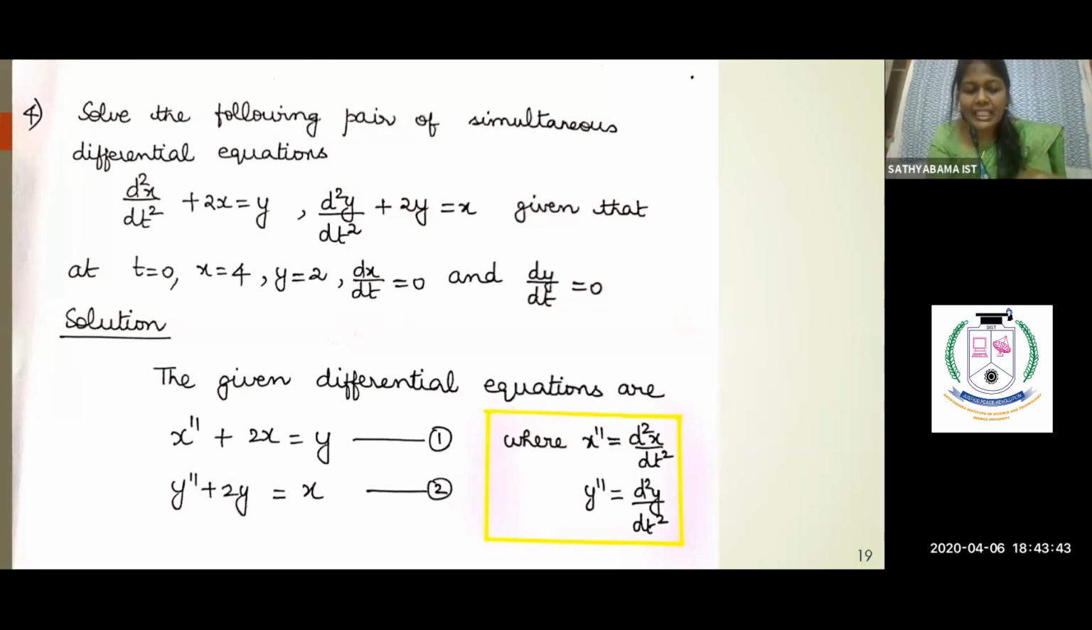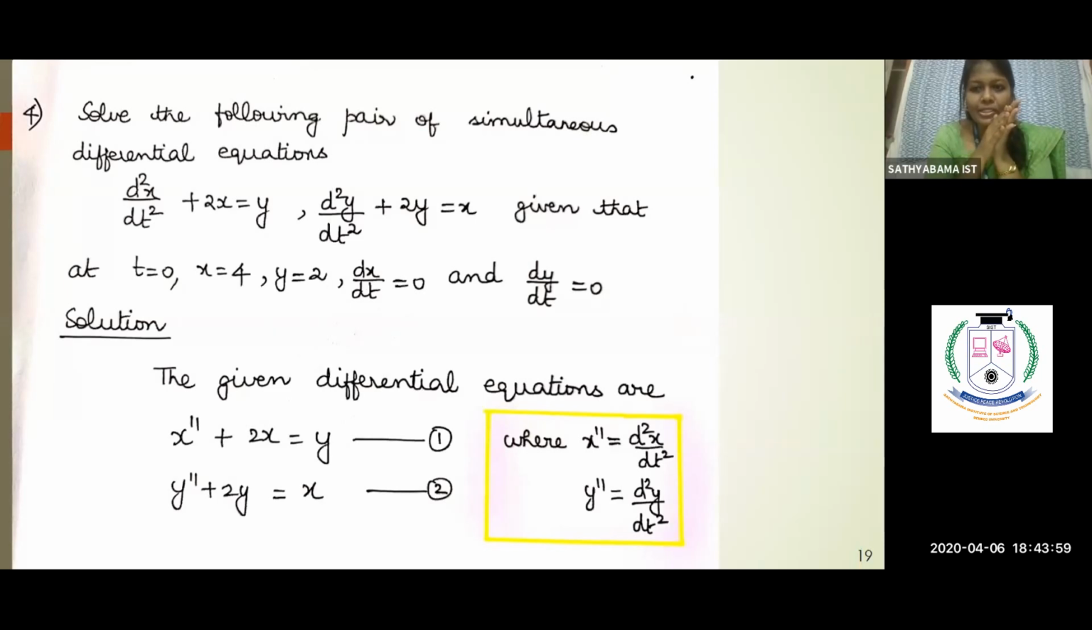Okay. Similarly, at t is 0, dy by dt is 0. What does that mean? y dash of 0 is also 0. These are the initial conditions given in the question. Anyway, now that we finished step 1, what is step 2?